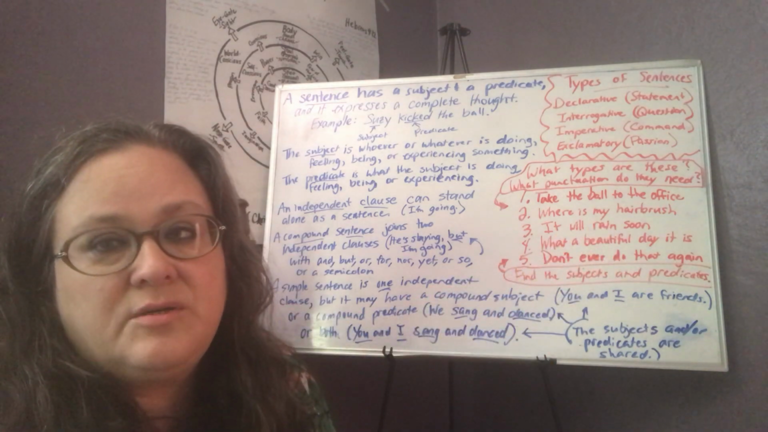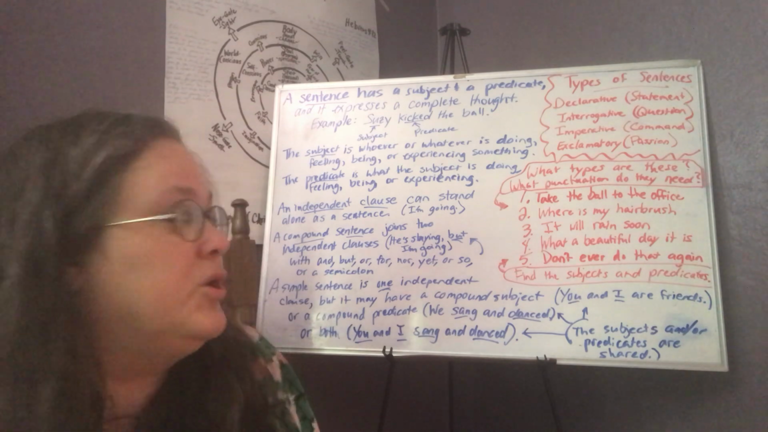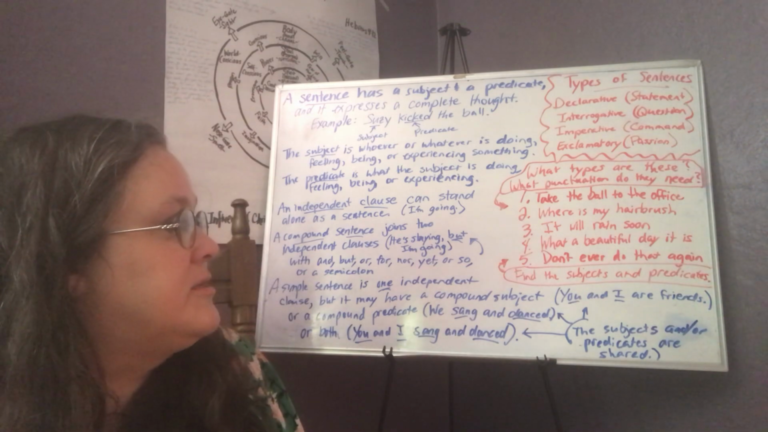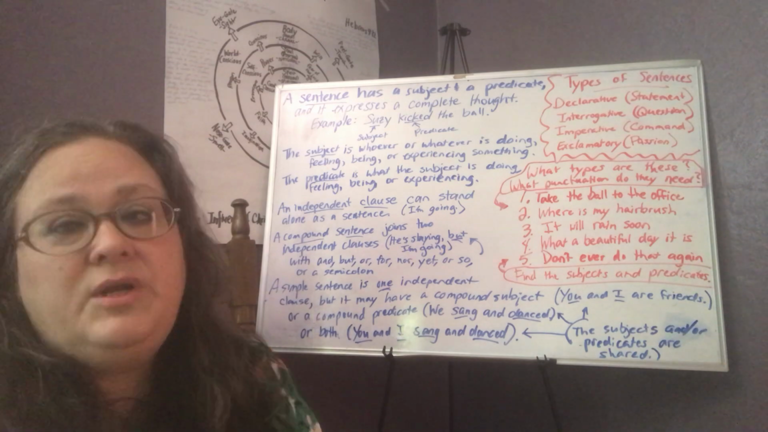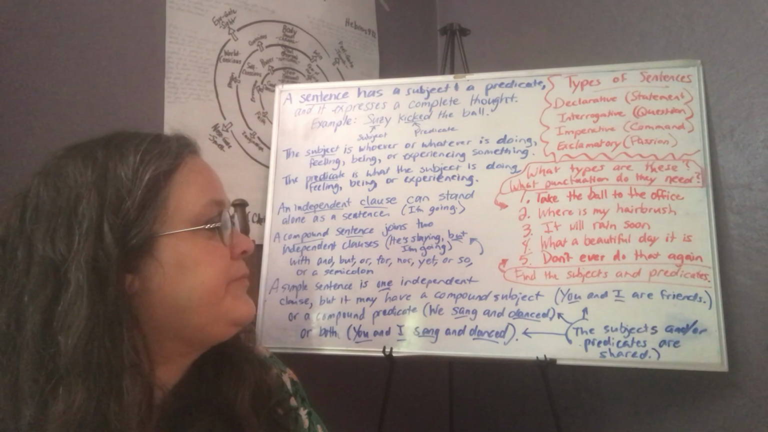So many times we have in English verbs that are expressed with more than one word. Will rain is the simple predicate. And we need a period at the end. This is a declarative sentence.